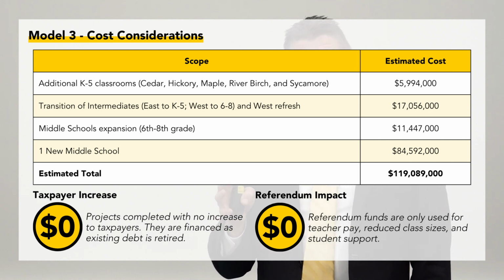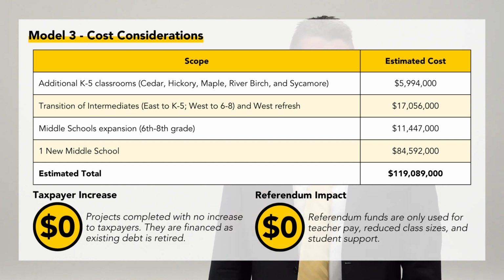this model would require. However, again, as we've said on Model 1 and Model 2, cost is certainly an important factor, but we can do this model just as we could do Models 1 and Model 2 with no impact to the taxpayer and no construction referendum or no referendum dollars would be used for this project.